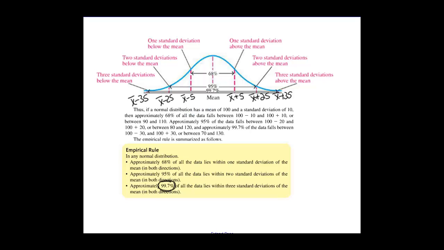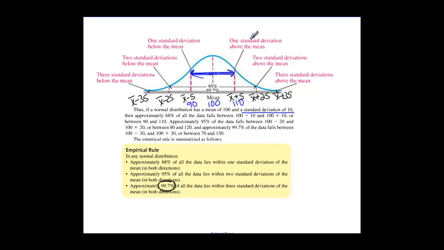So let's say, and I'm going to use the example they've given you in the book, that there is a mean of 100. If the mean of the data is 100, and we know that there's a standard deviation of 10, then one standard deviation above the mean would be 100 plus 10, which is 110, whereas the mean minus one standard deviation would be 90. So we would see that 68% of your data would fall between 90 and 110.